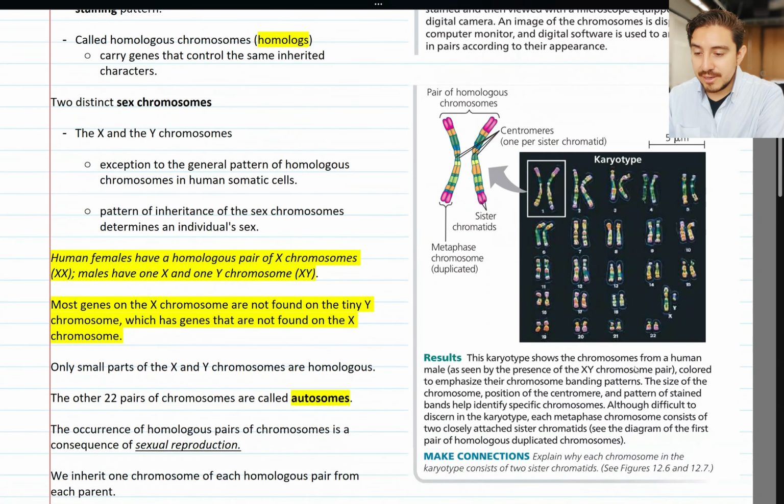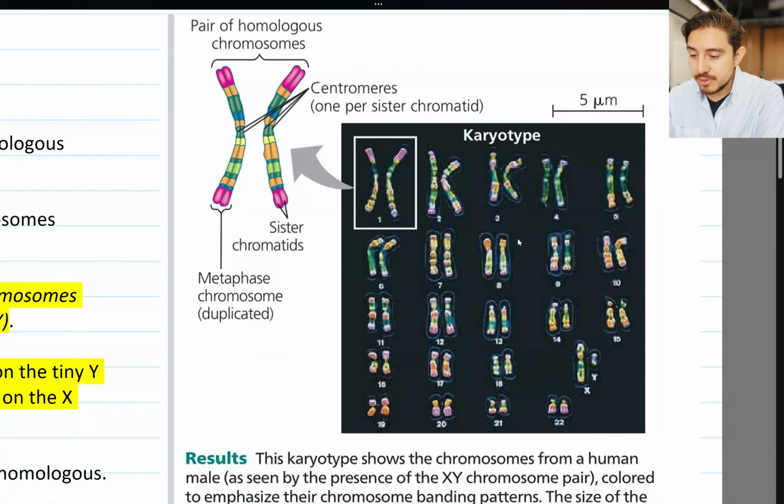Let's take a look back at this particular diagram. You see pair number 1 of chromosomes. Okay? You see, look how long they are. Look at their banding of the different stains, and so forth.